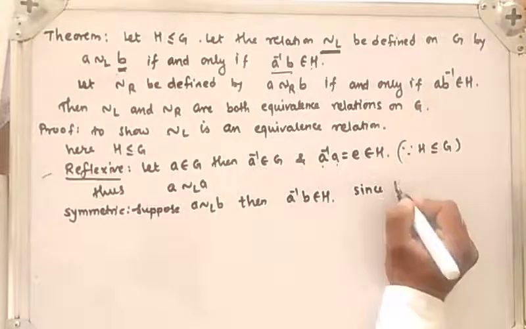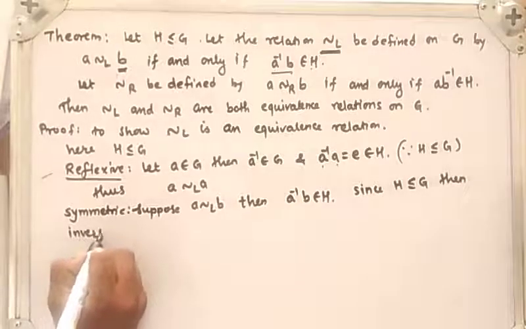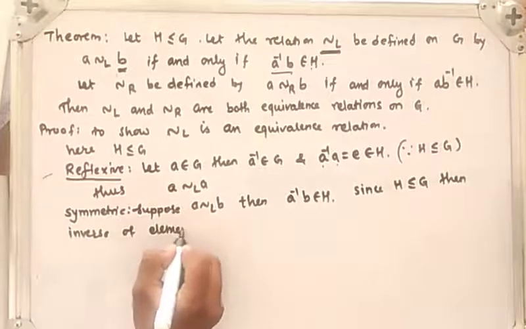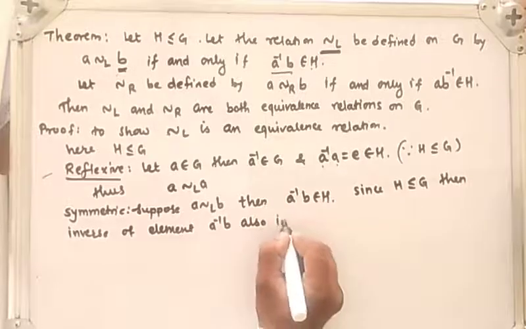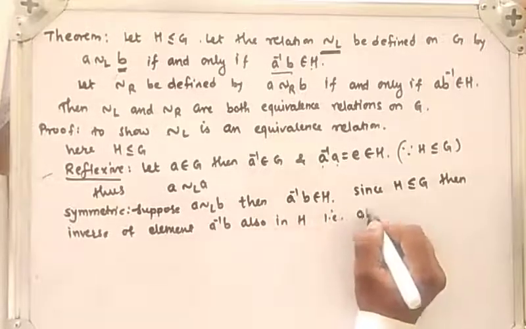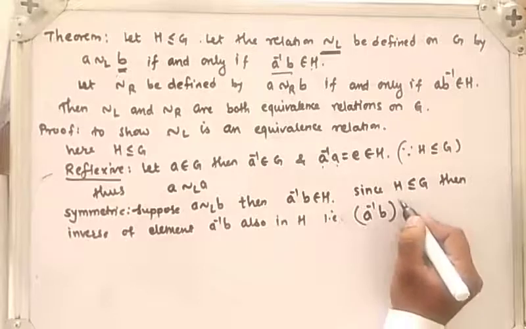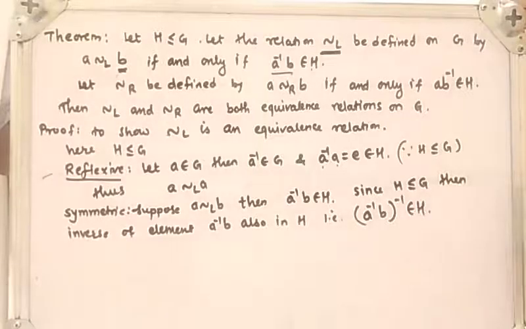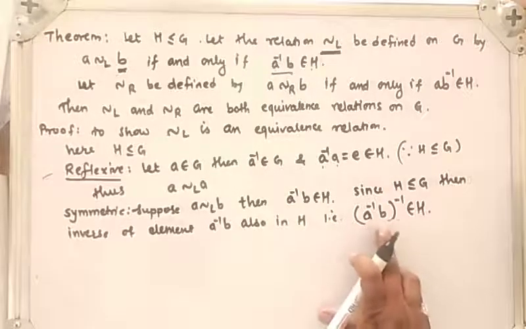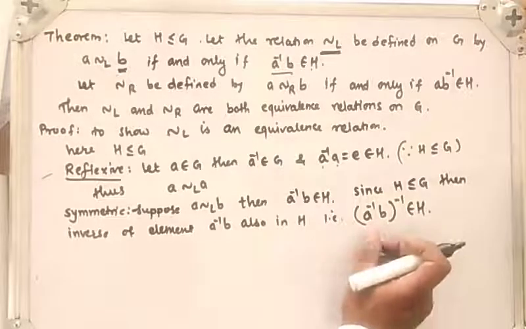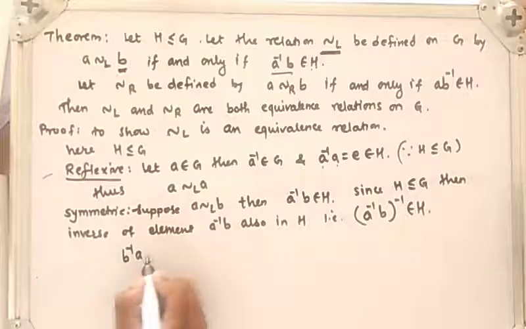Since H is a subgroup of G, the inverse of the element A inverse B is also in H. That is what we say: the inverse of A inverse B also belongs to H. So to find out the inverse of A inverse B, what is it? It can be written as B inverse A, which also belongs to H.